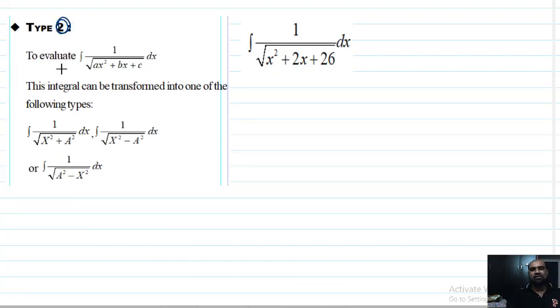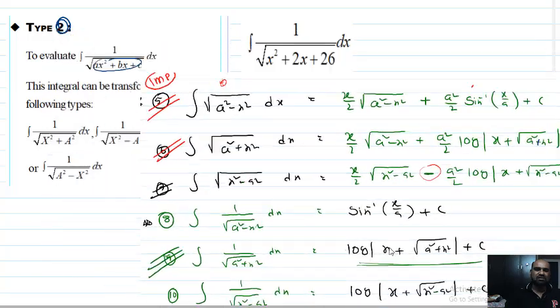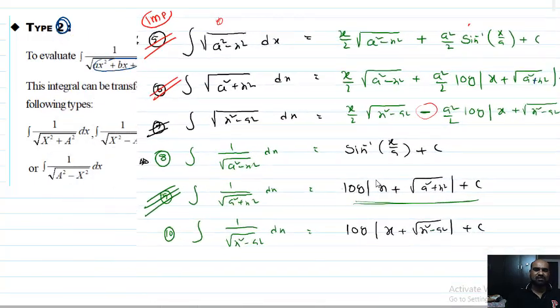Type 2. If your problem is in the form of 1 by root over ax square plus bx plus c, try to convert ax square plus bx plus c into the form of x square plus a square, or x square minus a square, or a square minus x square. After converting this, we have the formula. By using that formula, you can solve. So I will show you those important formulas for us.